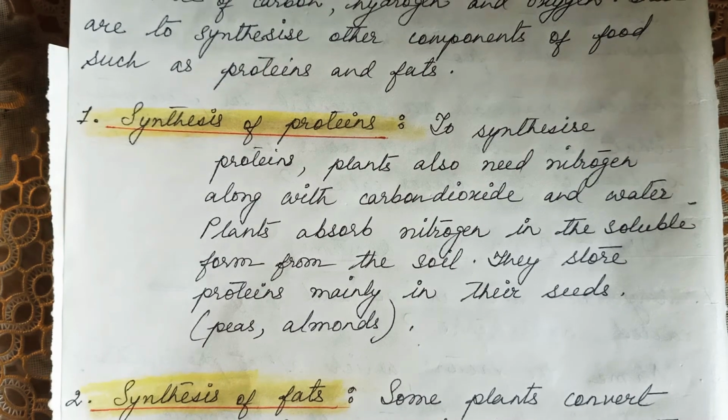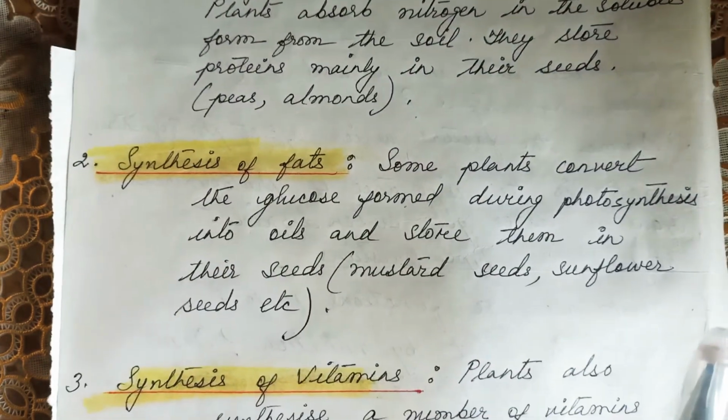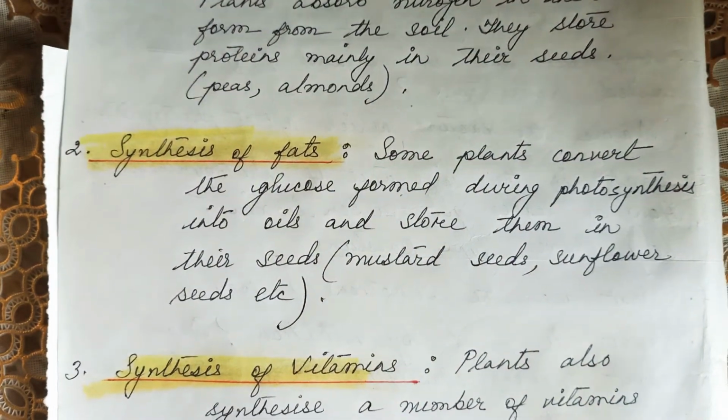To synthesize protein, plants also need nitrogen along with carbon dioxide and water. Plants absorb nitrogen in the soluble form from the soil. They store protein mainly in their seeds, for example, peas, almonds. Second, synthesis of fats. Some plants convert the glucose formed during photosynthesis into oil and store it in their seeds. Example, mustard seeds, sunflower seeds, etc.